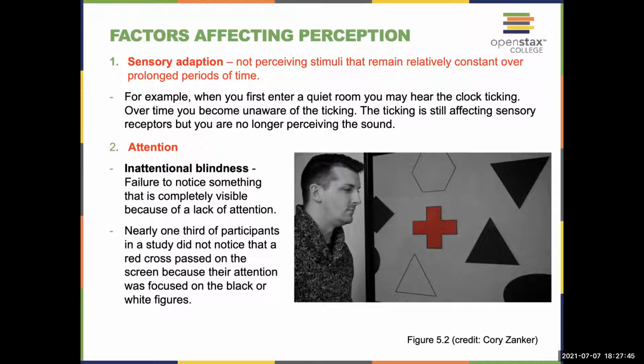Another factor is attention, right? And there's this idea of inattentional blindness, and the picture depicted here is from a study they did. The participants were focusing on black and white figures, and because their attention was so focused on those figures, the big red cross which moved across the screen was not noticed. So there was that inattentional blindness because they were focused on something else. A third of participants experienced that, which is a high number when you think about it.